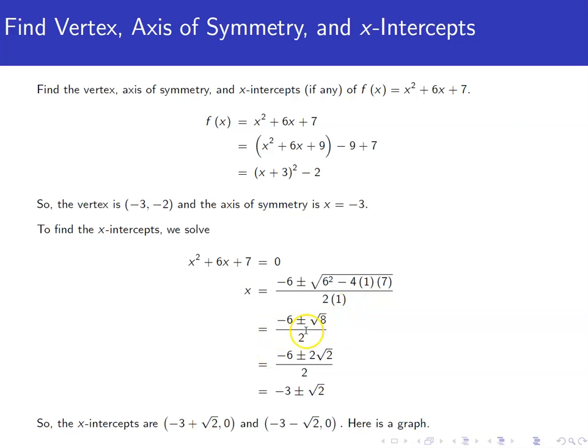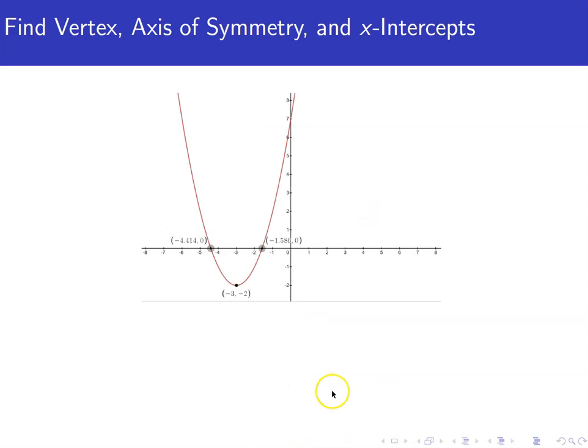So we get negative 6 plus or minus square root of 8 over 2. Square root of 8 simplifies to 2 times square root of 2, because I can rewrite 8 as 4 times 2, and square root of 4 is 2. And then we can factor out a 2 on top, and it'll cancel with the 2 on bottom, and so we get negative 3 plus or minus root 2. So the x-intercepts in this case are negative 3 plus root 2, comma 0, and negative 3 minus root 2, comma 0. So now we can use the vertex, axis of symmetry, and the x-intercepts to get a graph.